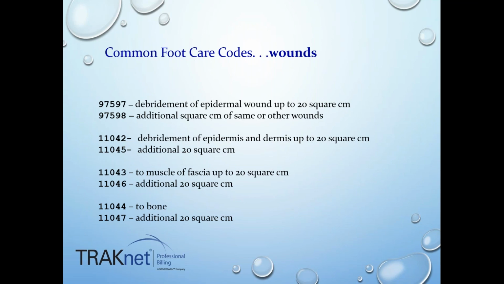If you're debriding to the level of the dermis, same principles, up to 20 square centimeters, then you should be using an 11042. But if your data is showing all 11042s and no 97597s, once again, you're in a potential outlier situation that can trigger an audit. The additional 20 square centimeters would be 11045 for dermal level wounds. If you're debriding to muscle or fascia, 11043, with additional 20 square centimeters being 11046. All the way to bone is an 11044, with additional 20 square centimeters, 11047.